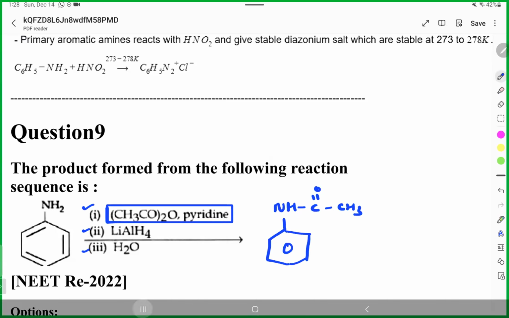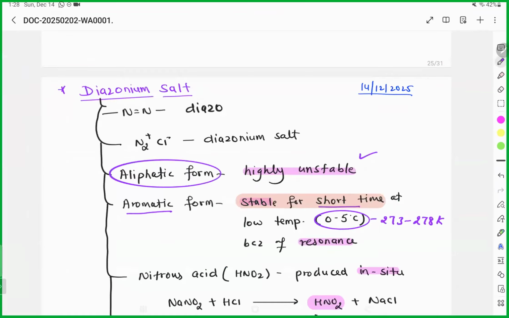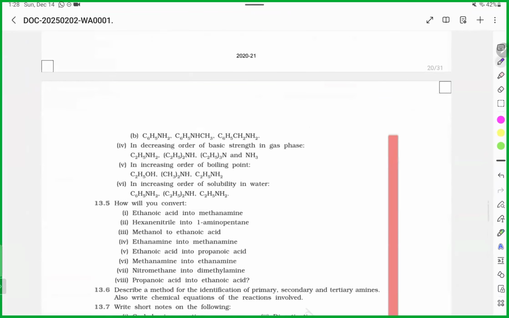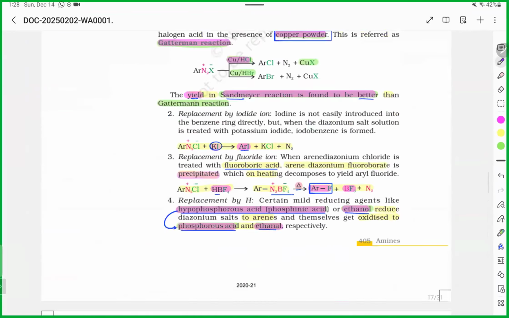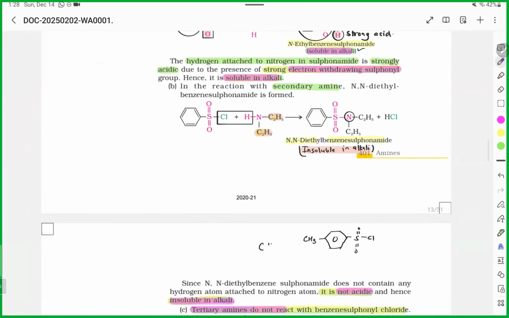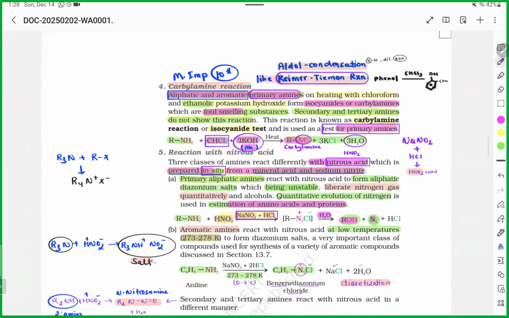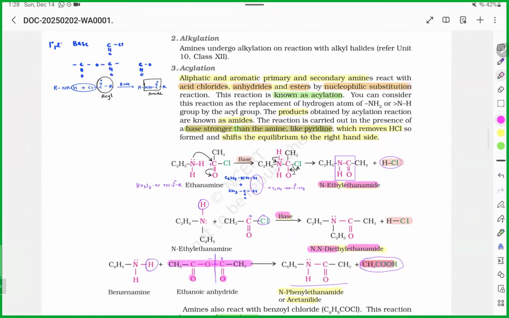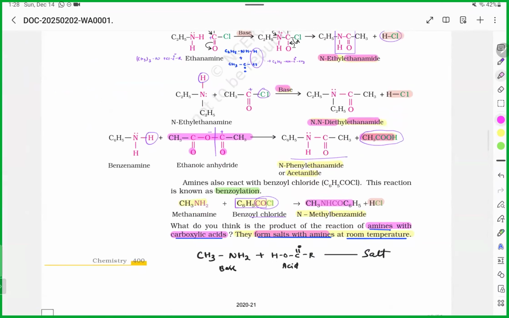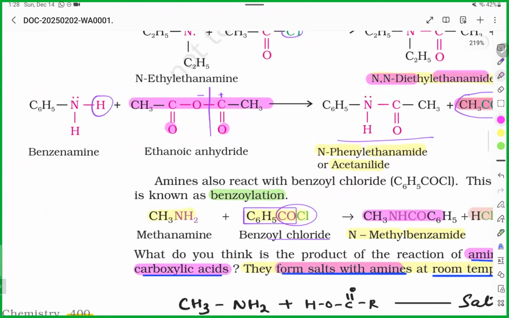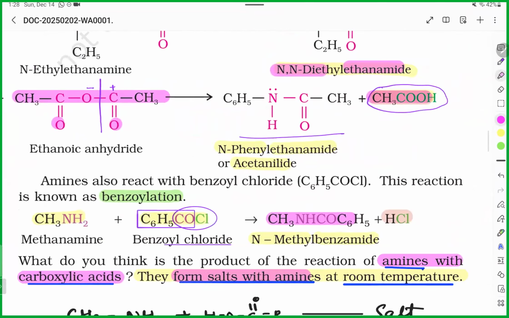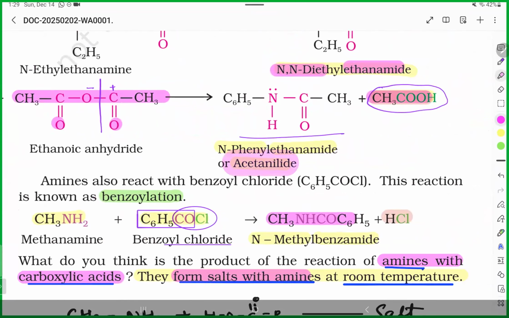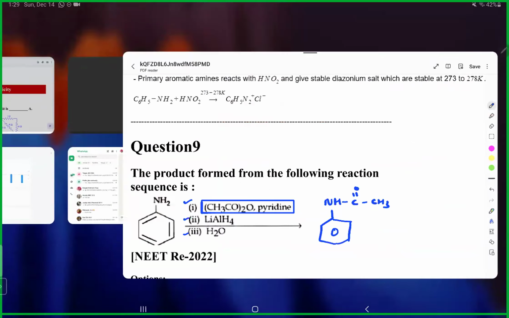This is acylation. Diazonium salt, electrophilic substitution reaction. In this topic, acylation, what is happening? If you take this reaction with acid anhydride, what will be the product? Acetanilide. Correct? So this will be the product.